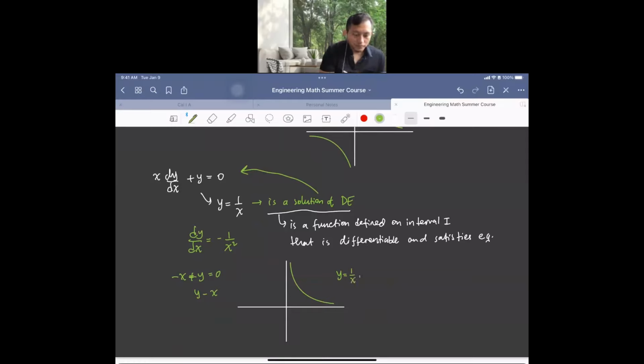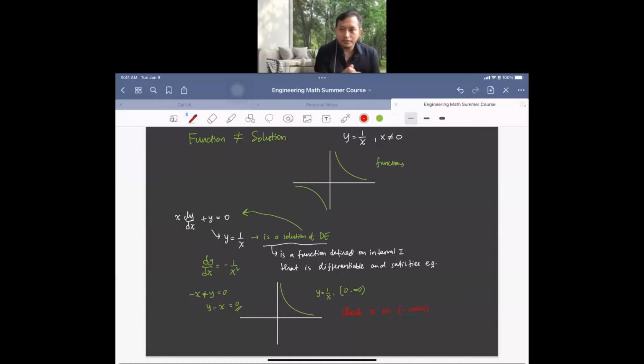But what the difference is, this is 1/x from 0 to infinity, because we need to make y minus x equal 0. And if you think of any x that is negative, I don't think that is possible, right? If you check x at a negative value, I don't think that's possible. So I hope you see the difference. The domain and the interval, and the differential equation also play an important part.